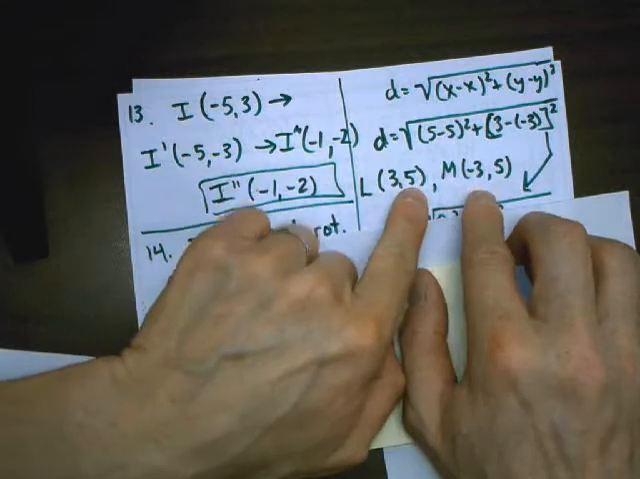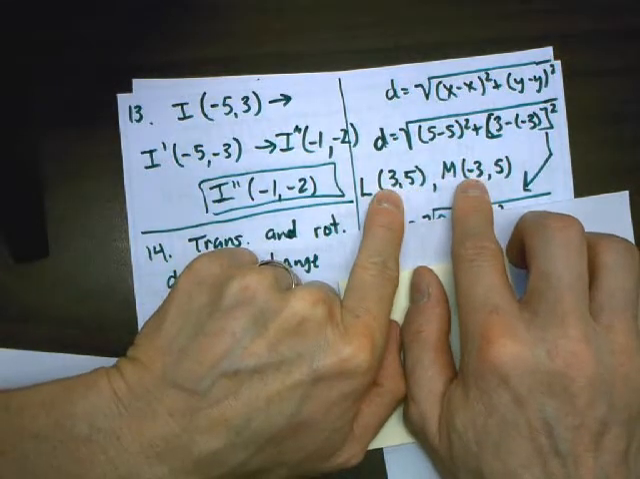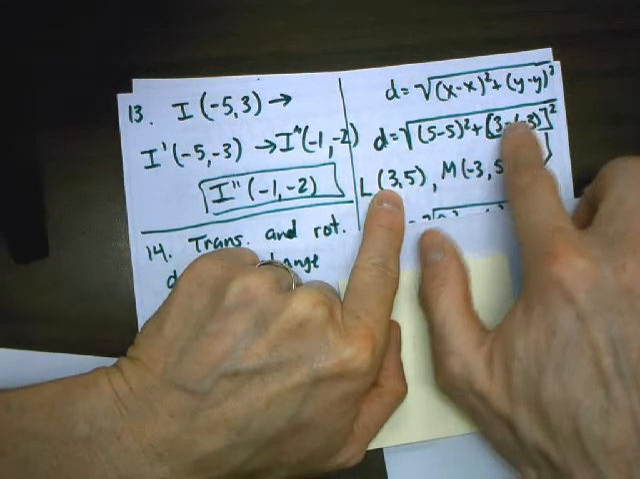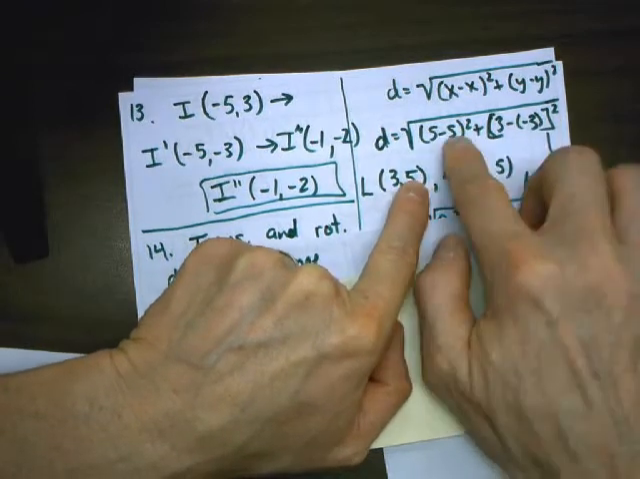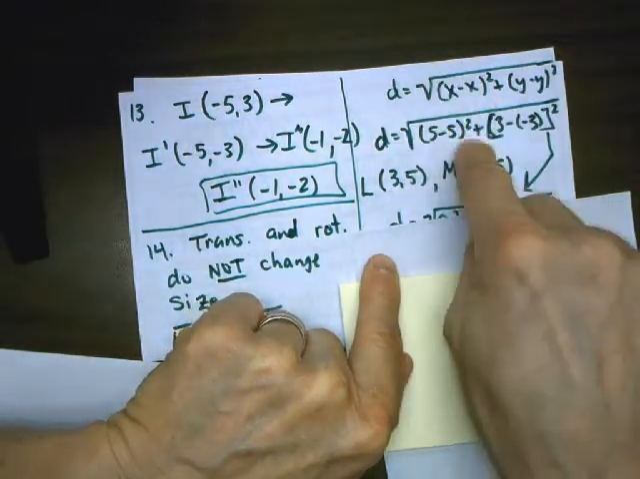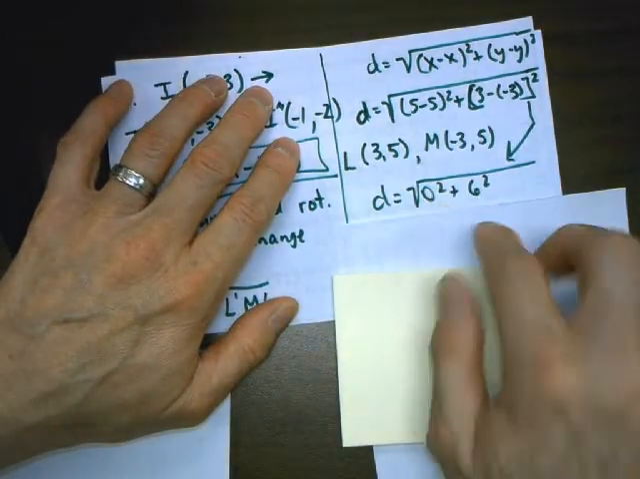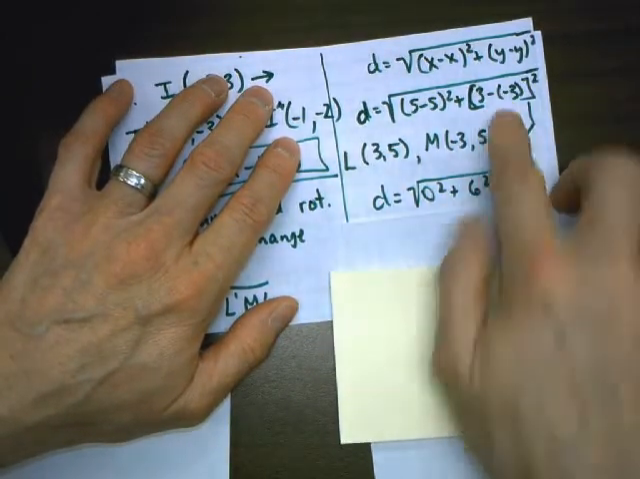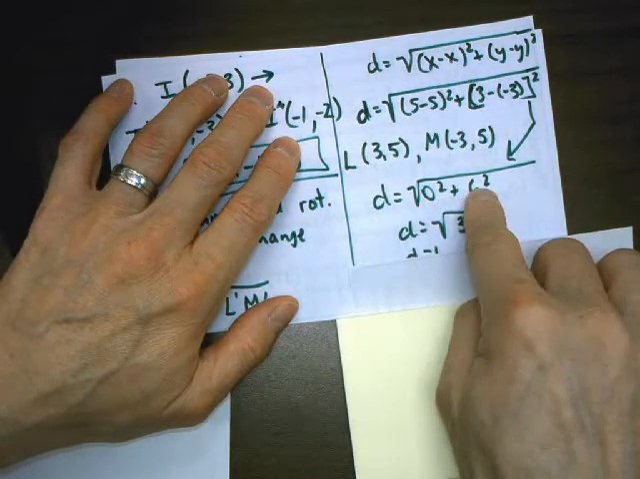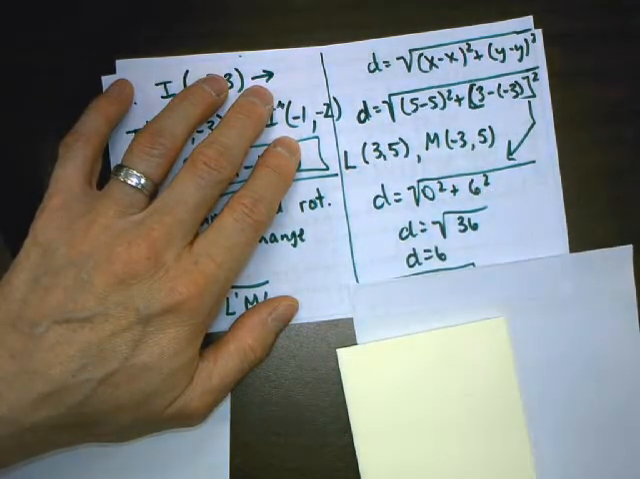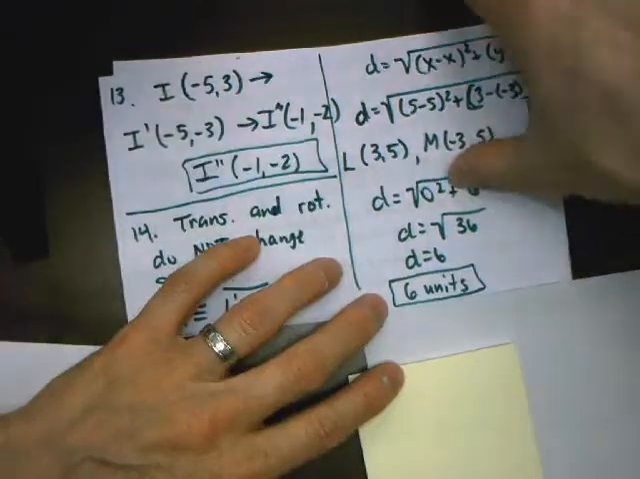So I went x minus x, so I put my x's over here. Sorry about that. And y minus y, I put my y's there. These can be switched. It doesn't matter because it's addition. So then I simplify. If I take away 5 is 0 squared. Draw 2 sticks. 0 plus 36 is, square root is 6, so it is 6 units long.